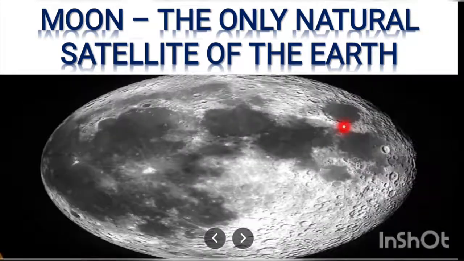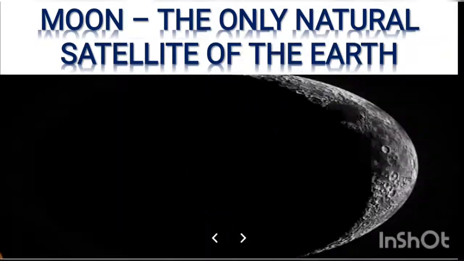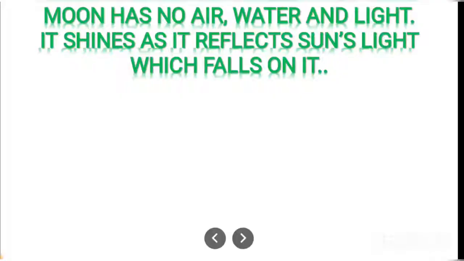Can you see this moon? Yes. Many scientists are trying to land on the moon also. We have heard it in the news. The moon has no air, water and light. It shines. Why does the moon shine? It does not have its own light. It reflects the sun's light which falls on it.